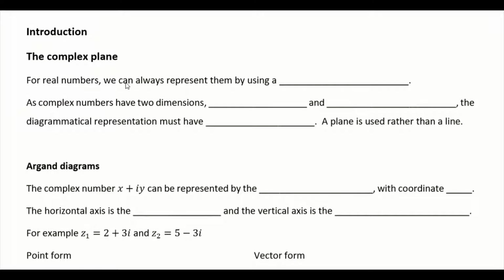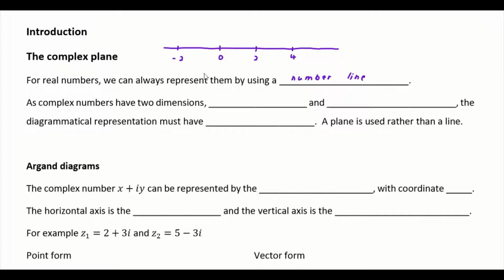For the first thing, we are going to look at how we represent a complex number geometrically by using an Argand diagram. For real numbers, we can always represent them by using a number line. For example, if this is 0, then maybe this is 2 and this is negative 2. So you can represent all the numbers on this number line.